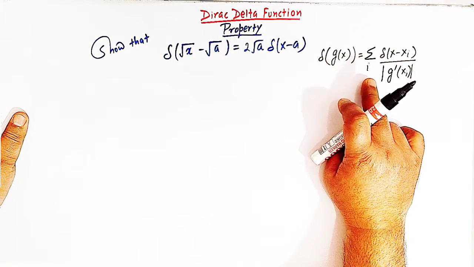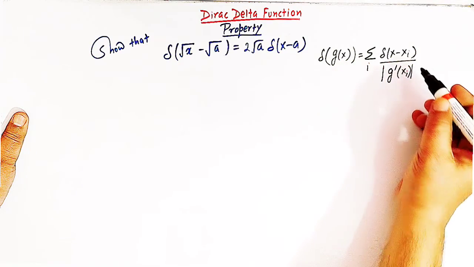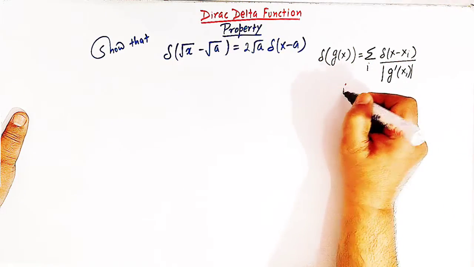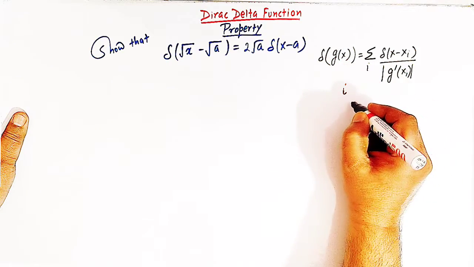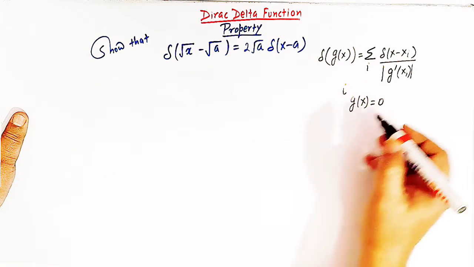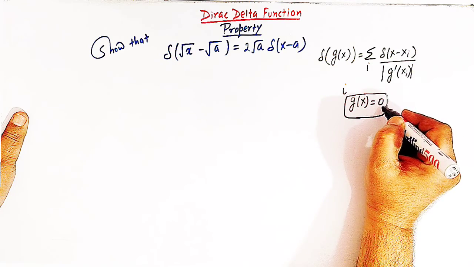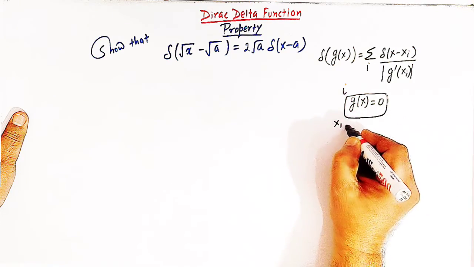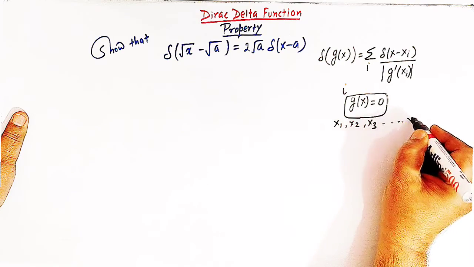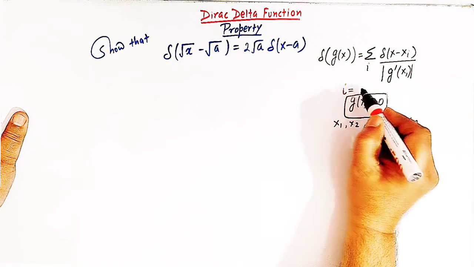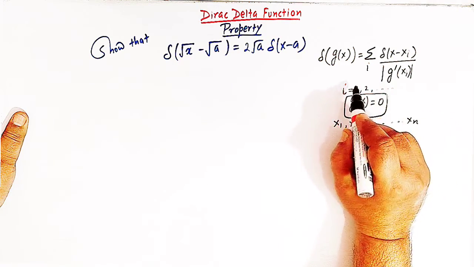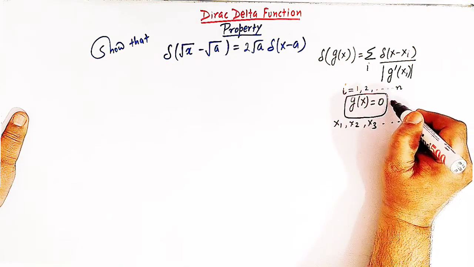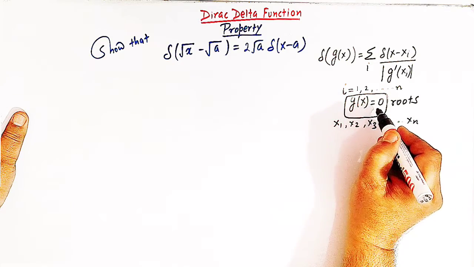Let us first quickly see this property and understand the meaning of these terms. Here i denotes the number of roots of the equation g of x is equal to 0. When we solve this equation, let us assume that the roots are given by x1, x2, x3 up to xn. So i goes from 1 to n, and x1, x2, x3 up to xn are the roots of the equation g of x is equal to 0.